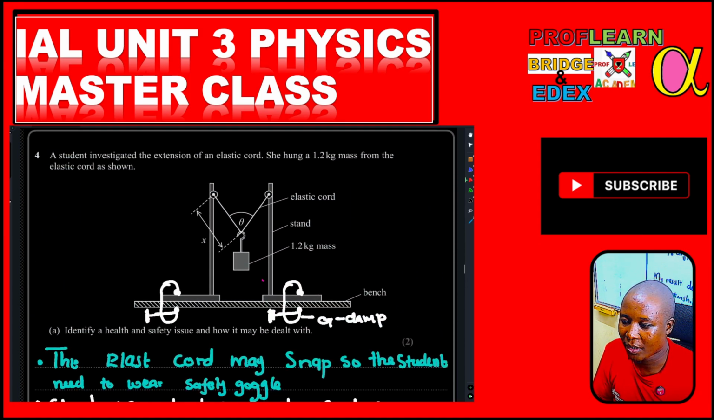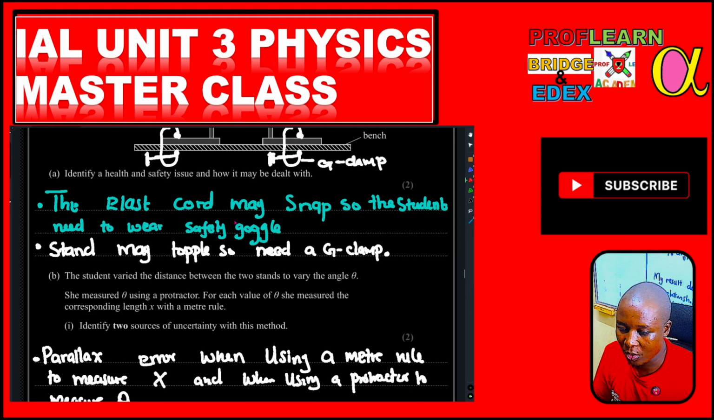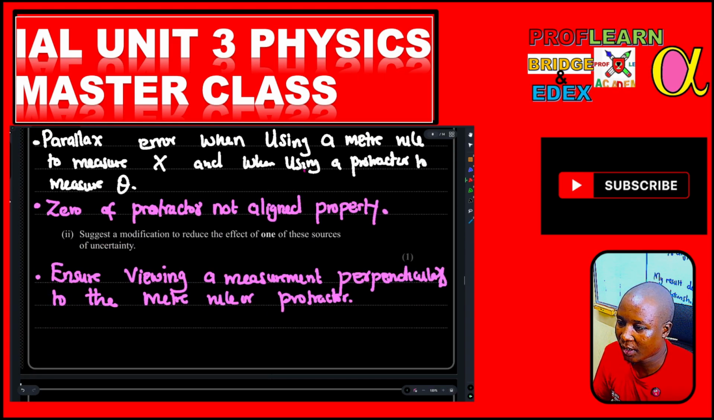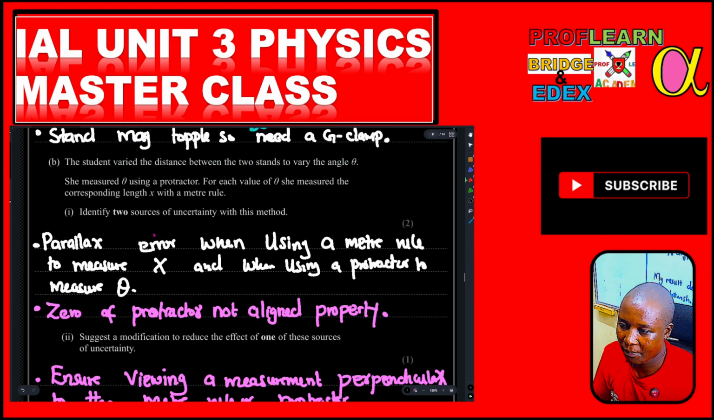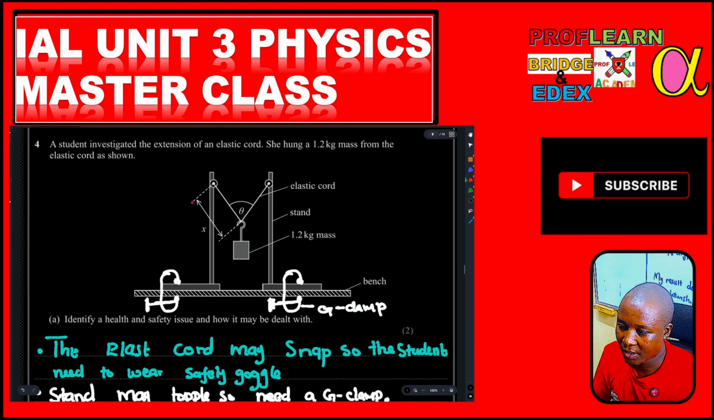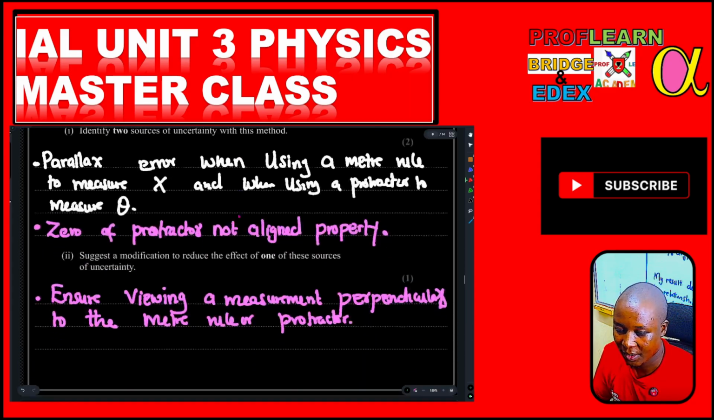Remember, whenever you are measuring the angle, it will also be a bit difficult because there will be introduction of error of parallax in the process of measuring that angle. So we can talk of parallax error when using a meter rule to measure the distance x, because there will be some measurement of some distance x here. In the process of taking the measurement, there could be error of parallax. Also measuring the angle will have error of parallax resulting there.